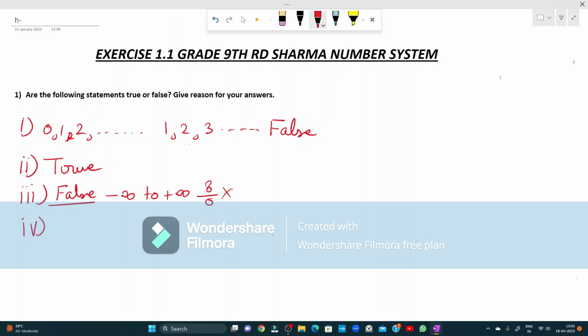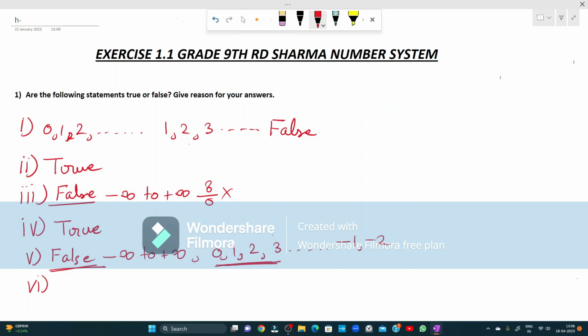This is true. Now the fifth one, every integer is a whole number. This is false. Because as I explained in the third one, integers are from minus infinity to plus infinity, and they cannot be represented in whole numbers because whole numbers start from 0, 1, 2, 3, infinity, and they never go in minus, like minus 1, minus 2, like this. So whole numbers are just straightforward plus numbers or positive numbers. So this one is false.